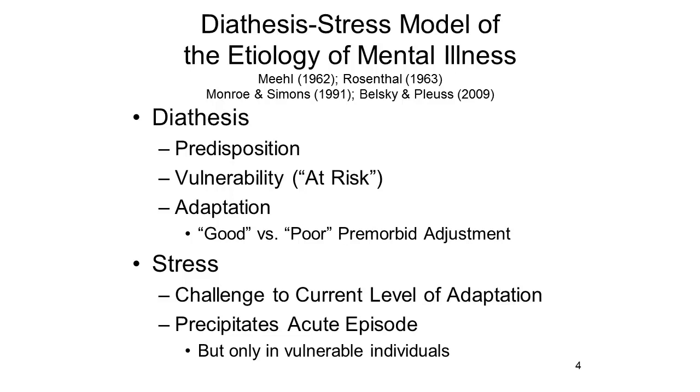Individuals with good premorbid personality carry relatively little diathesis, or have made a relatively successful adjustment to a relatively high level of diathesis. Individuals with poor premorbid personality carry relatively high amounts of diathesis, or have made a relatively unsuccessful adjustment to a relatively low level of diathesis. Again, when the stress arrives, it's going to precipitate an acute episode of mental illness, but it's only going to do so in individuals who are vulnerable, either by virtue of carrying a relatively high level of the diathesis factor or because they've made a relatively poor premorbid adjustment to their diathesis.